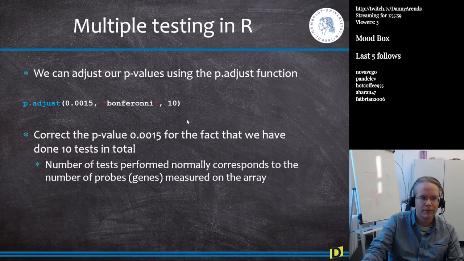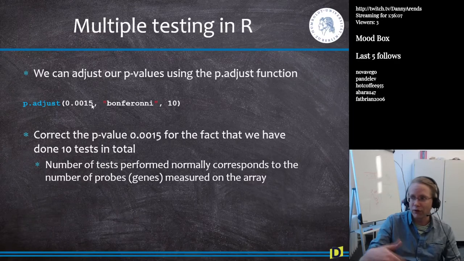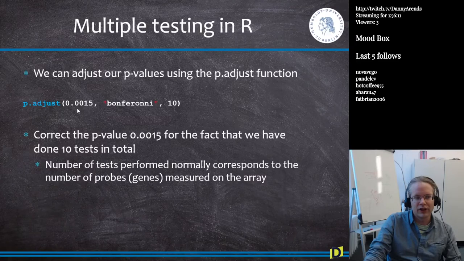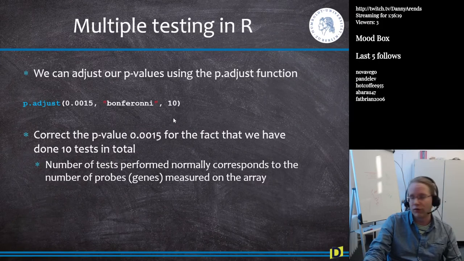And the nice thing about the p.adjust function is you don't have to do this one by one. Right? You don't have to write a for loop and go through all of the p-values, adjusting them one by one. You can just give it like 100,000 p-values in one go, and then you say 100,000, and it will adjust all of the p-values for you, and you don't have to worry about having to write a for loop.